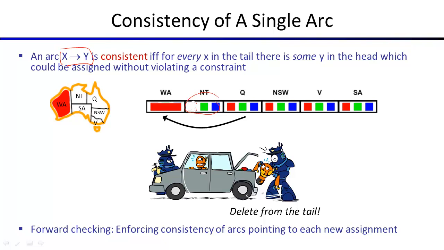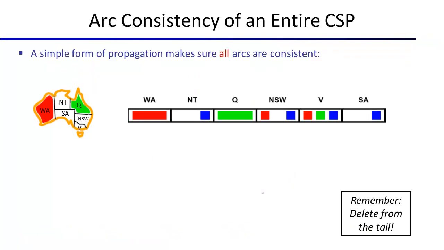Now, what does forward checking do in this context? Forward checking enforces consistency of a certain set of arcs. It enforces consistency of arcs going into the variable that was just assigned. But that's it. There's a lot more arcs you can draw. You can draw arcs between all pairs of variables. Forward checking only considers the arcs going into the variable you just assigned.